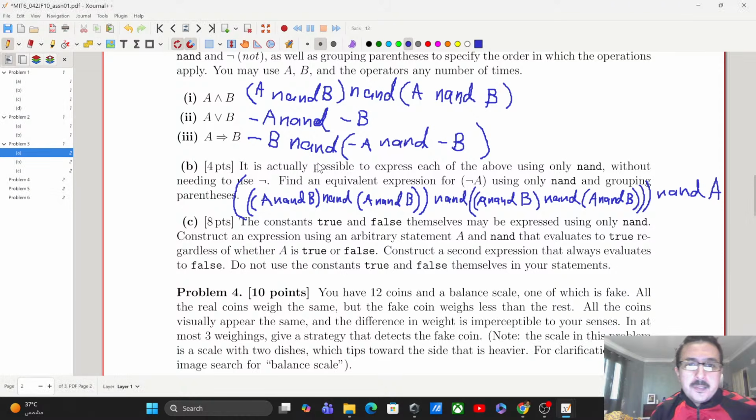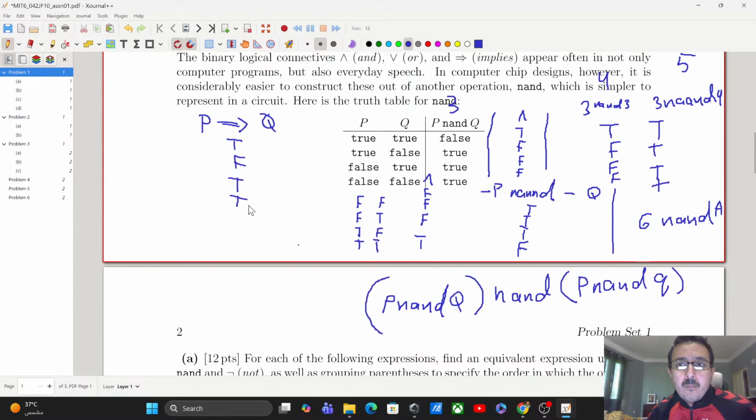Oh yeah, it's actually possible to express E using only N without needing to use not equal or not A, using only NAND and grouping parentheses.